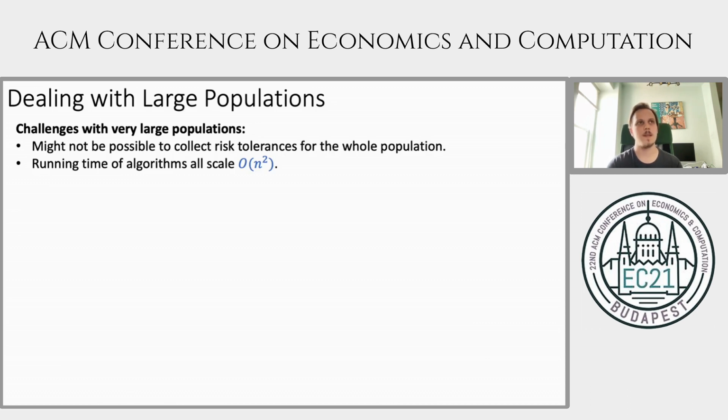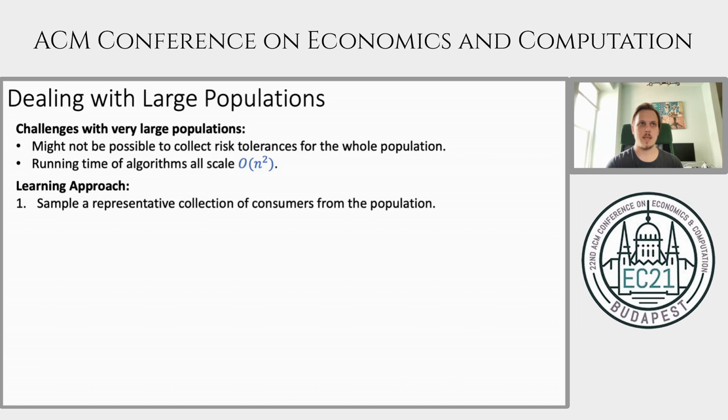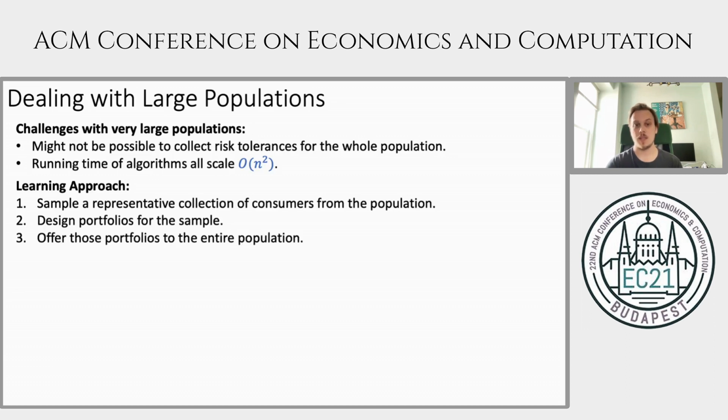So it could be a formidable running time to design these portfolios. To handle this, we take a learning approach where first we sample a representative collection of consumers from the entire population. We design portfolios to try to minimize the minimax group regret for that sample. And then we offer those same portfolios to the entire population, even though they were designed just for the sample. The key question for this approach is how big that sample needs to be in order to guarantee that this will perform well.